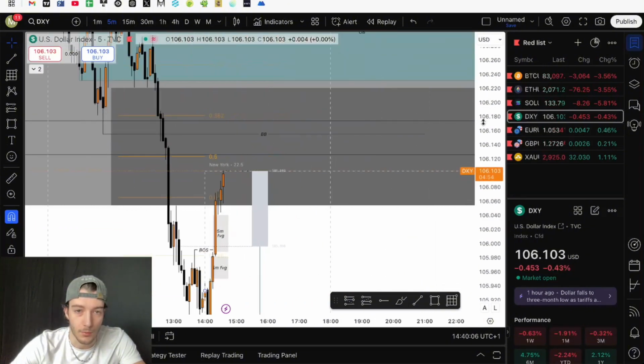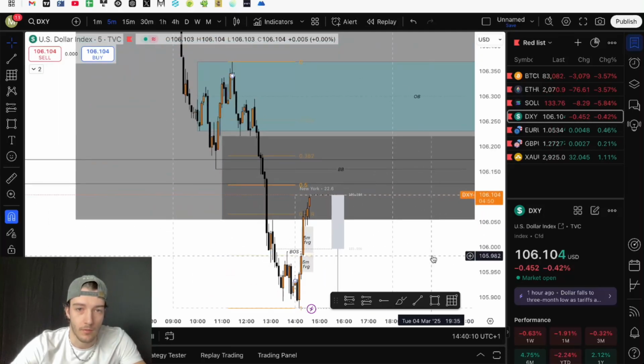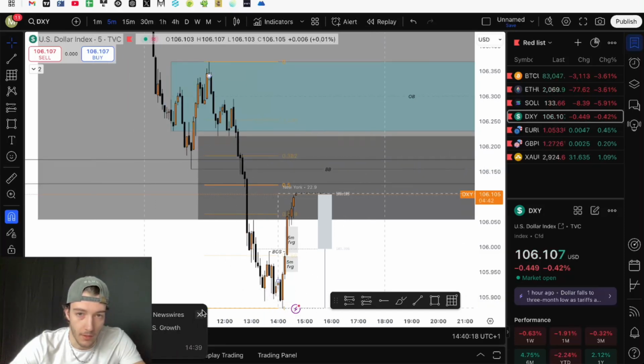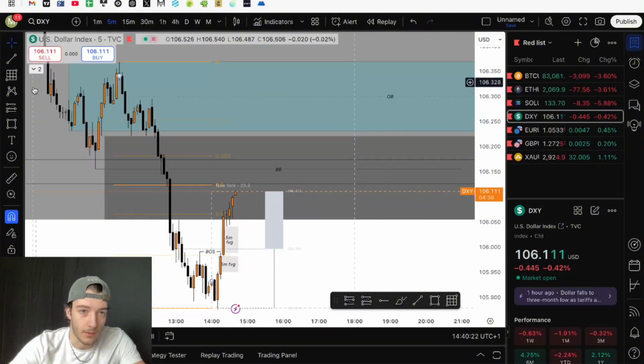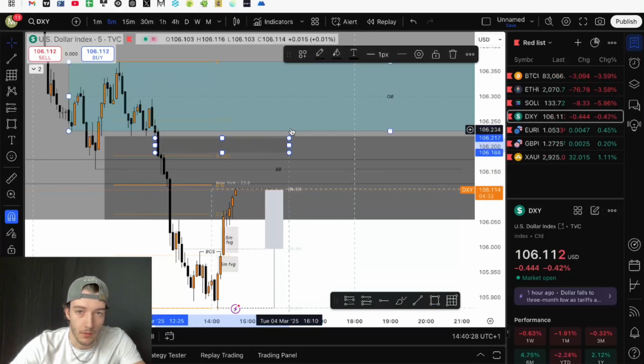Okay, the dollar is pushing into this equilibrium level. Very nice. Hopefully it won't move any higher than this 0.382 level. Tap into this 5-minute fair gap and then move lower. That would be nice. See a break of structure below this level.